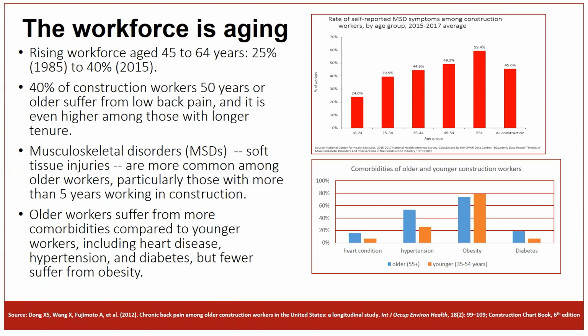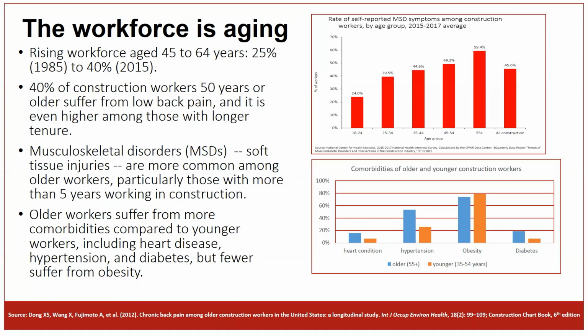than 5 years. A more recent CPWR study found that soft tissue injuries, referred to as MSDs in the top chart, are more common among older workers. They are also more common among those with more than 5 years working in construction. As noted earlier, the pain from these injuries can reduce a worker's productivity during work, shorten their career, and negatively impact their quality of life while working and in retirement.